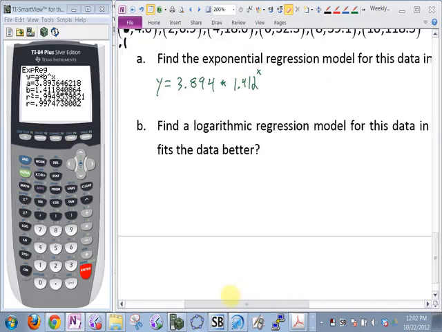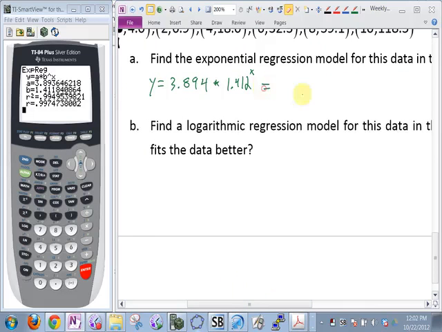So how do I translate this so that it is of the form something times e to the something x, okay? The reality is this number here in front stays the same. That one doesn't have to change at all.